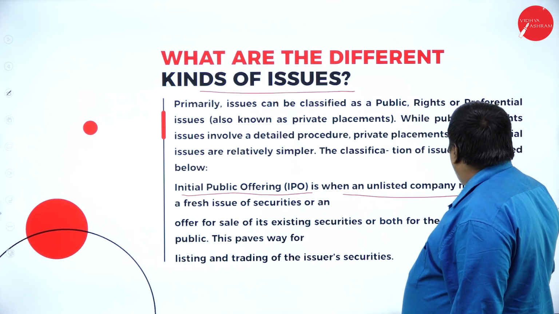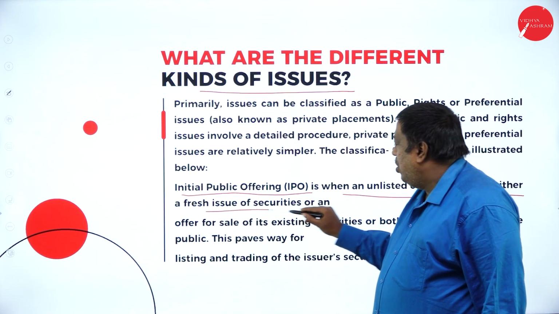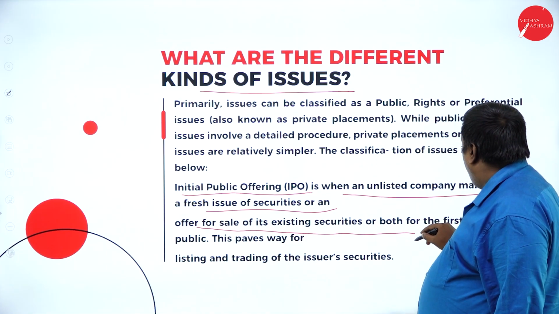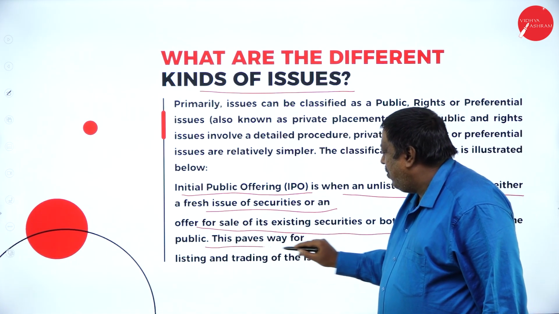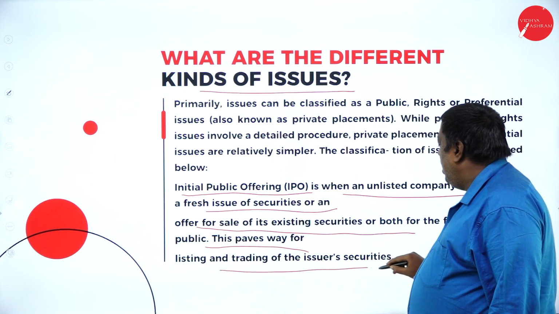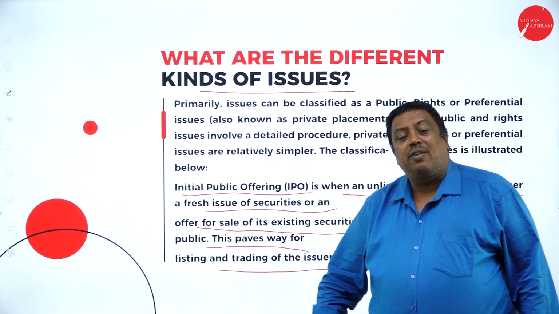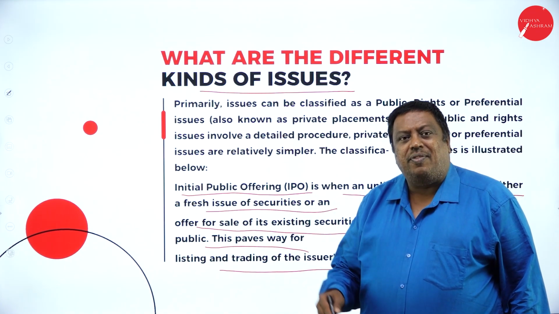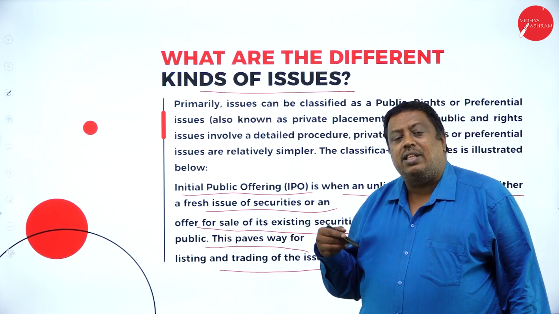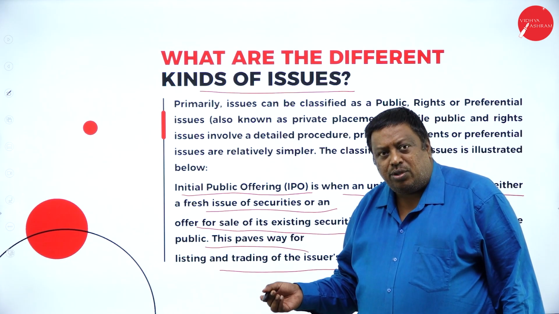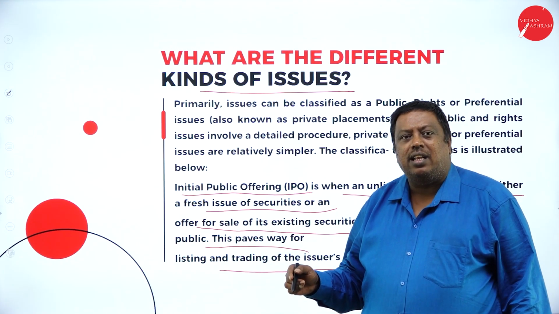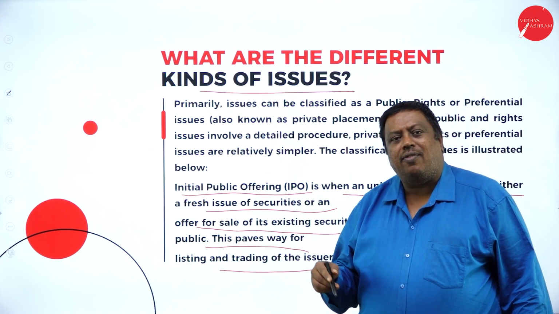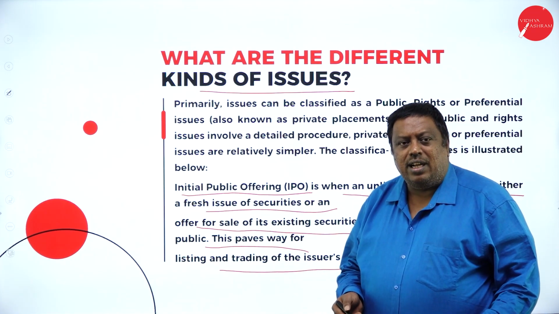When an unlisted company makes either a fresh issue of securities or an offer for sale of its existing securities, for the first time to the public, this paves the way for listing and trading of the issuer's shares. If it is the first time it is issuing, then it issues to the public. If there are remaining shares not yet issued to the public, they can be issued to the public or to existing shareholders after considering growth.